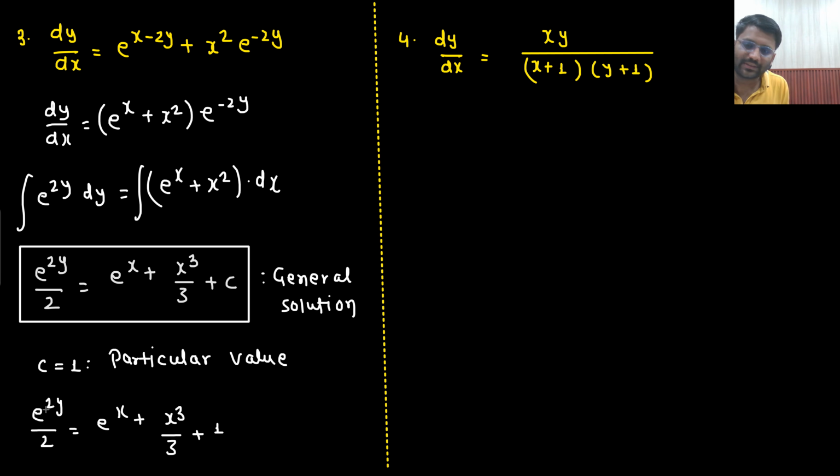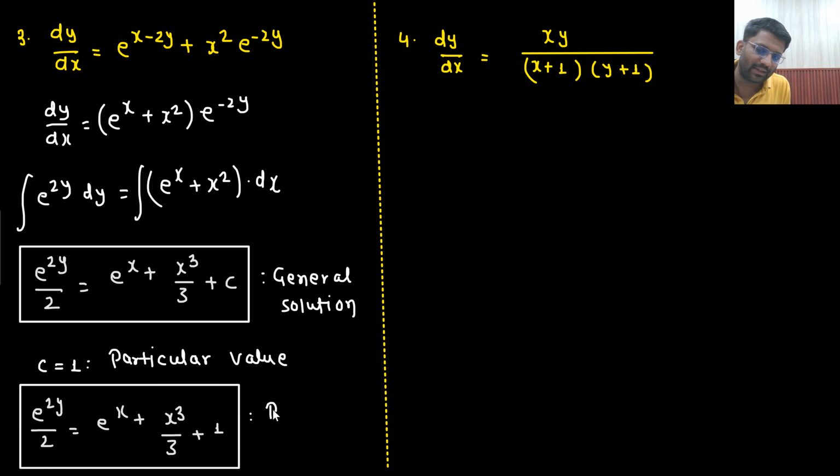So what is this known as? This is known as the particular solution. Under some condition your c equals 1, so that's why it is known as a particular solution. Understandable? Try solving this one.